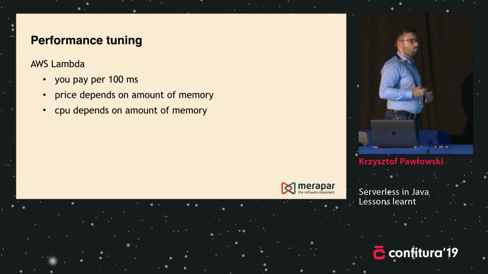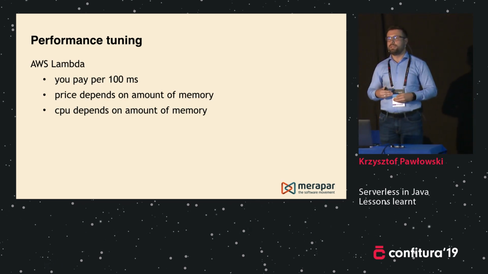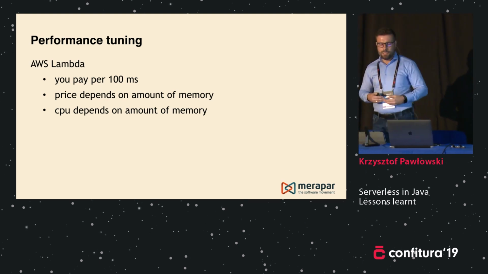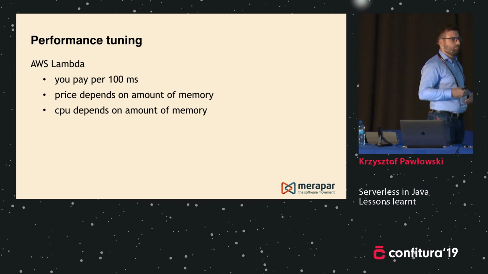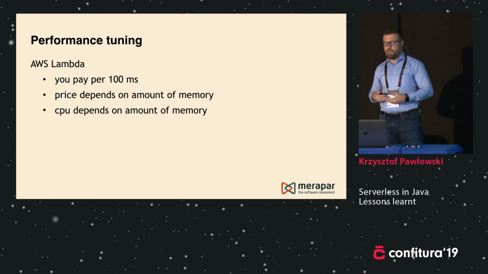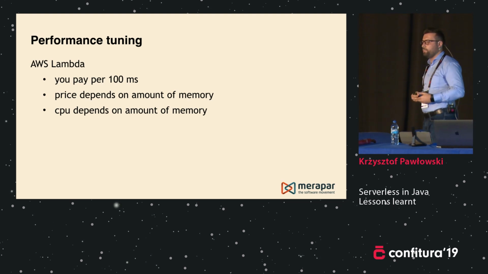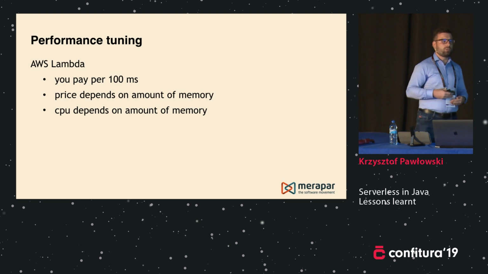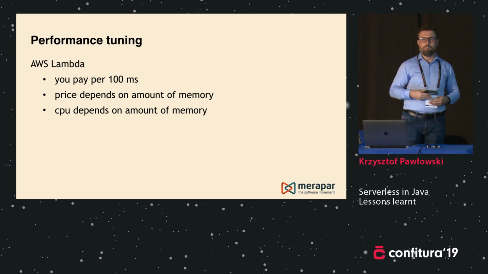I said that we make those measurements using 1 GB of memory. But when you are defining AWS Lambda definition, then you can set up how much memory you would like to assign to your execution environment. And depending on how much memory you assign, more memory means more CPU power. And you pay for each started 100 milliseconds of execution time, and the price depends on the memory that you allocate.